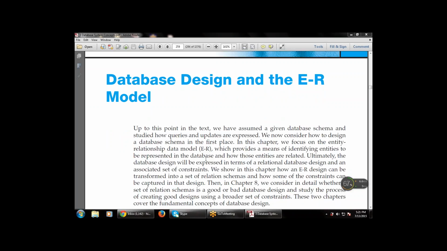In this chapter, we focus on the ER model. So this chapter is about database design and the ER model, that is, how to design the database with the help of the ER model.